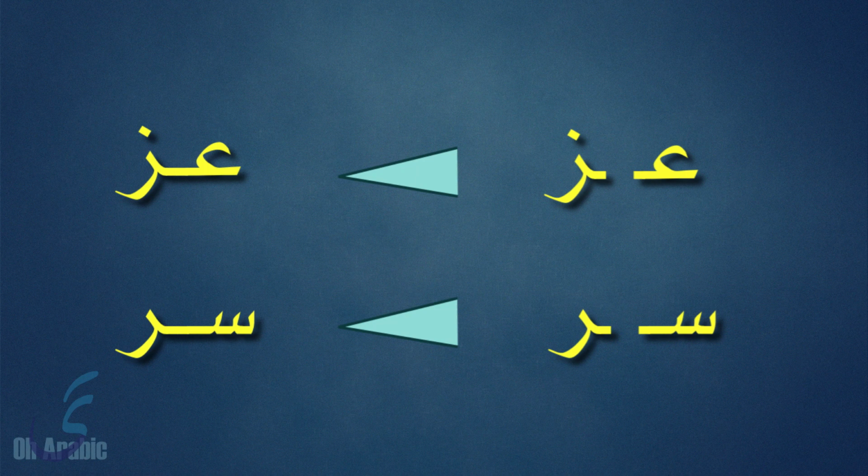See this example. Our 2 letters Ra and Za connect from right to other letters. The 2 words we have now mean glory and secret. Please note, this example is only for illustrating how the letters connect, so do not think about the other letters now.